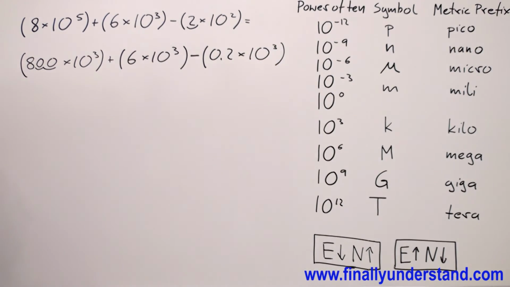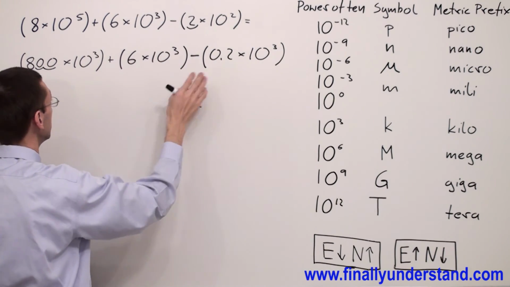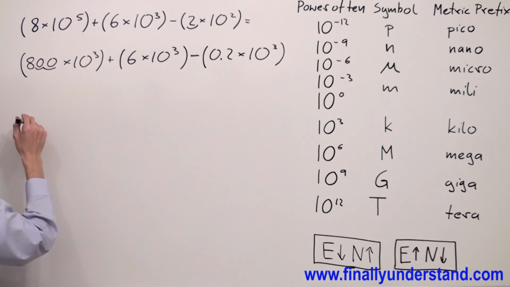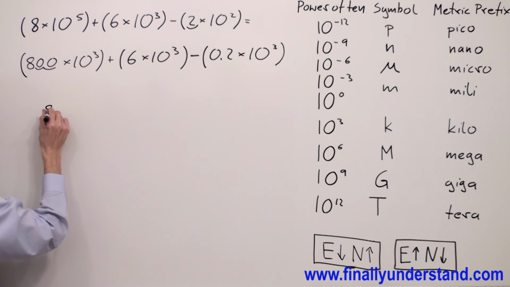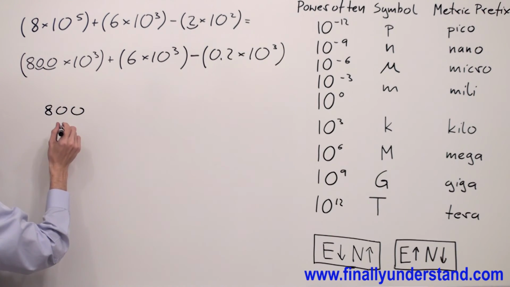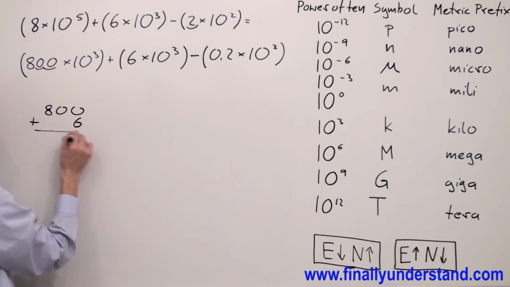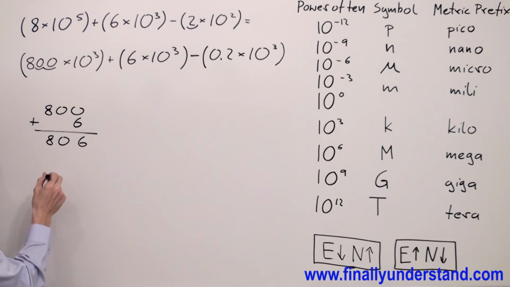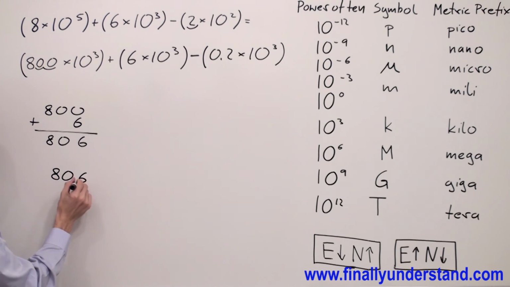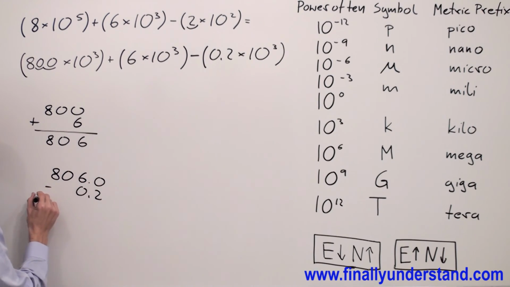Now please notice that all powers of 10 are identical. That's why I can perform the operations of addition and subtraction. So I have 800 plus 6 is 806. Next, we're supposed to subtract 0.2 from 806.